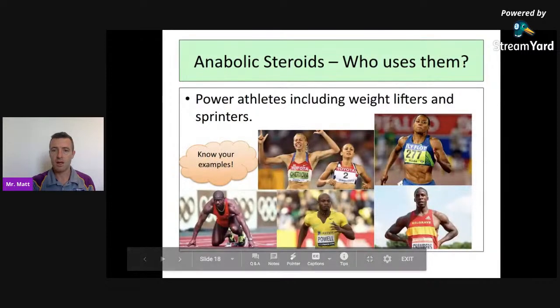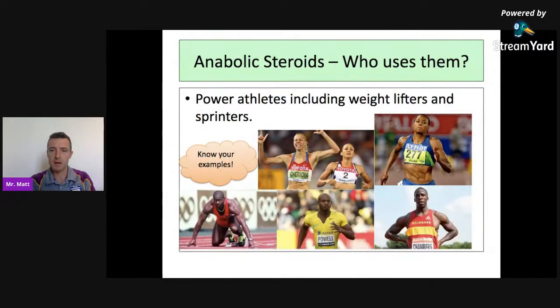These are some of our examples, which we've kind of already talked about. Make sure you know your examples. You really need to bring your examples into your longer answer questions, your 8 and 15 mark questions. Definitely need to put your examples, and you need to know a couple from each drug and sport which we talk about.